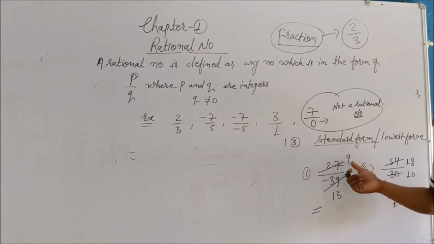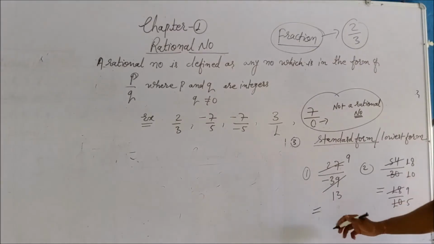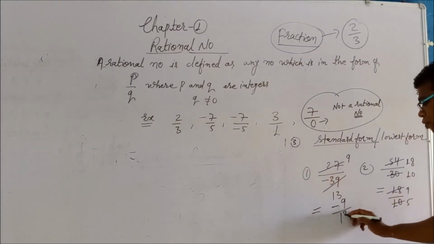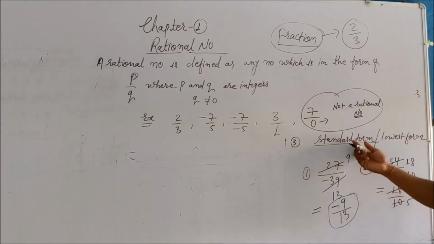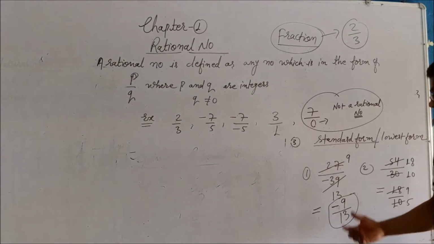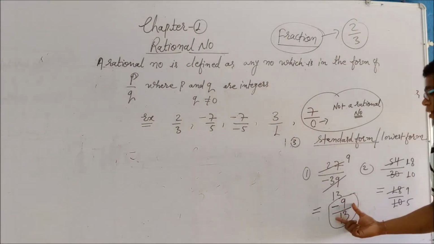3 nines are 27, 3 thirteens are 39, and after that what do I have to do? I have to shift this minus sign to the numerator side. So this minus 9 upon 13 is in the lowest form. Why? Because both are prime numbers, and we cannot reduce it further. So this is the standard form.